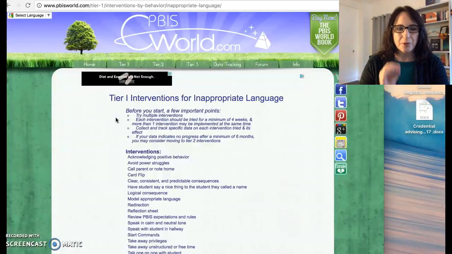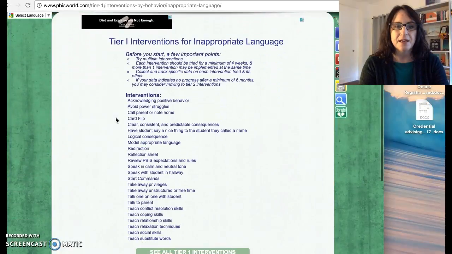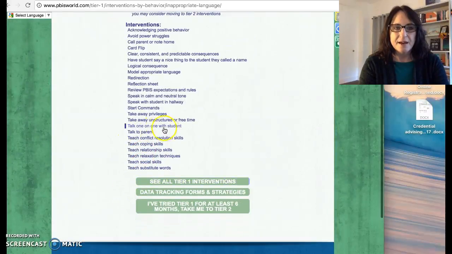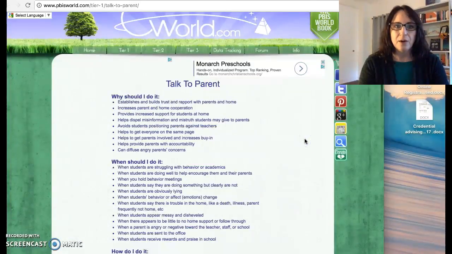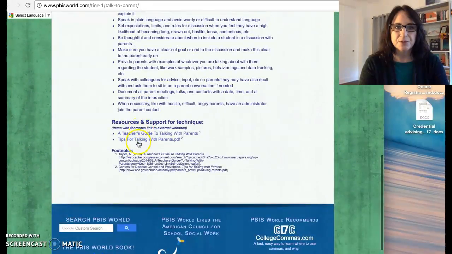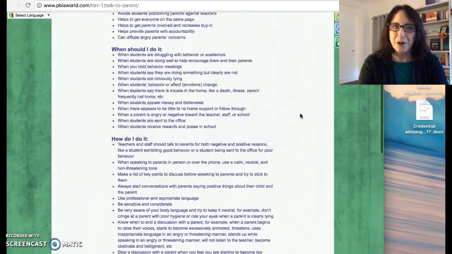It's not a one-stop shop. You don't try this for a week and then let it go; this is something that you really need to continue with. And then as we showed last night, there are all these different interventions that they give you, and they also have the data tracking forms, and you can see I've tried this for at least 6 months, take me to tier 2. So let's just click on talk to a parent, and then why I should do it, when I should do it, how do I do it, and then here are also the resources, so tips for talking with parents and a teacher's guide to talking with parents. So once again, this is a great resource to solve problems.